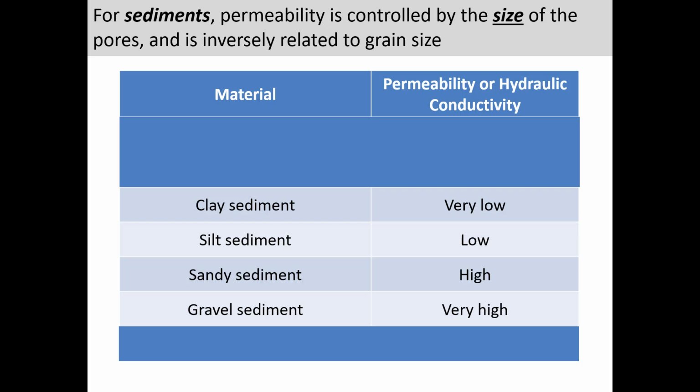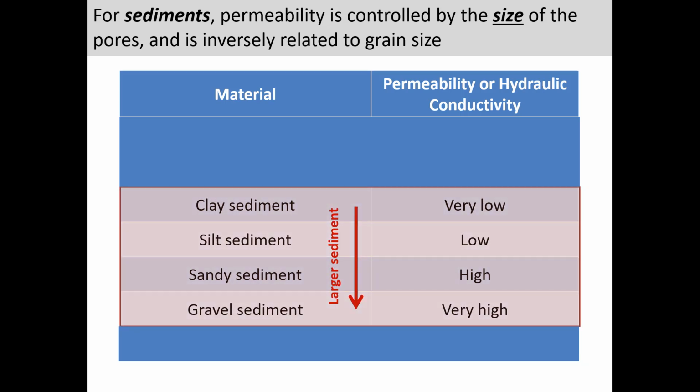So let's start out by considering the relative values of hydraulic conductivity or permeability in sediment. The big idea here is that in most sediment, there's plenty of porosity. And so the control on the ease with which water can move through sediment, the permeability, is mostly about the size of the pores. So in general, the smaller the pores, the more difficult it is for water to flow through those pores. So clay sediment would have a lower permeability or hydraulic conductivity than gravel sediment.